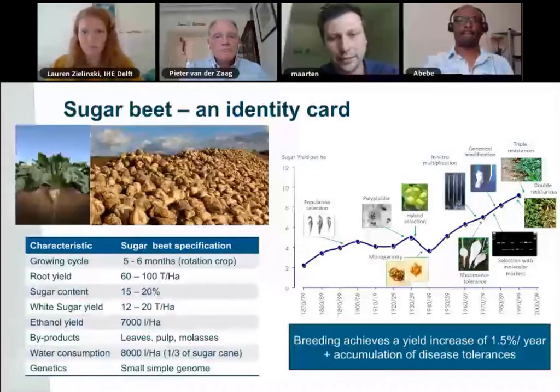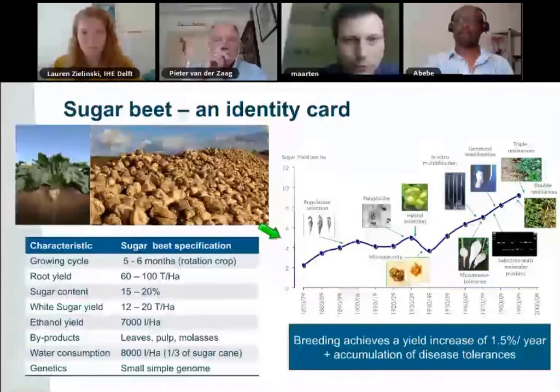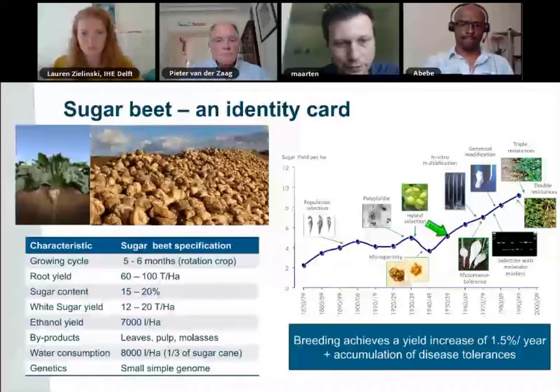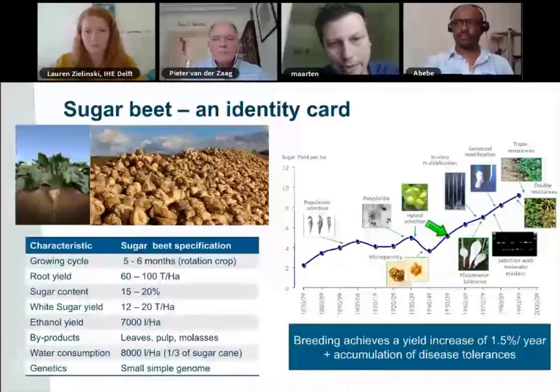And this you can see on the graph on the right, which shows a bit of the history of sugar beet breeding. And then you can see that, we'll try to bring up this pointer. Here in the 1950s, the average sugar beet variety still yielded around 5 tons of sugar per hectare, while today, like I mentioned before, we are around above 15 tons per hectare.